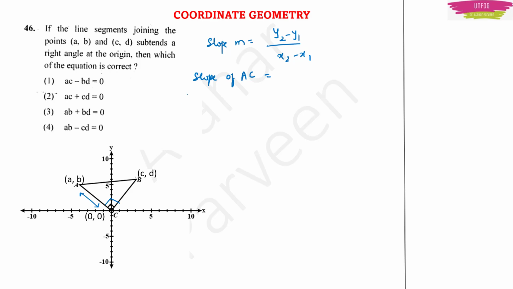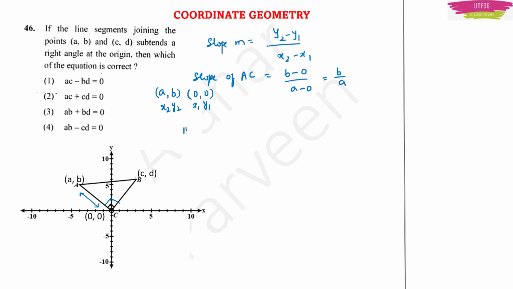So what you have to do is, when you talk about slope AC, what are the two coordinates? Coordinates of A are a, b and origin is 0, 0, right? So at that time, you take origin as x1, y1 and the point as x2, y2 every time. Every time you take origin as x1, y1 only. You will not get confused. So here what will be the slope now? It will be b minus 0 by a minus 0. So this will be b by a.